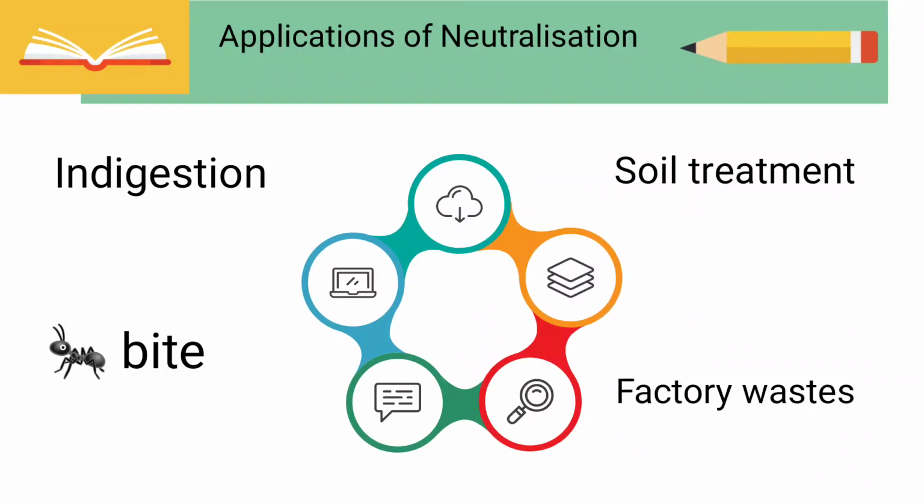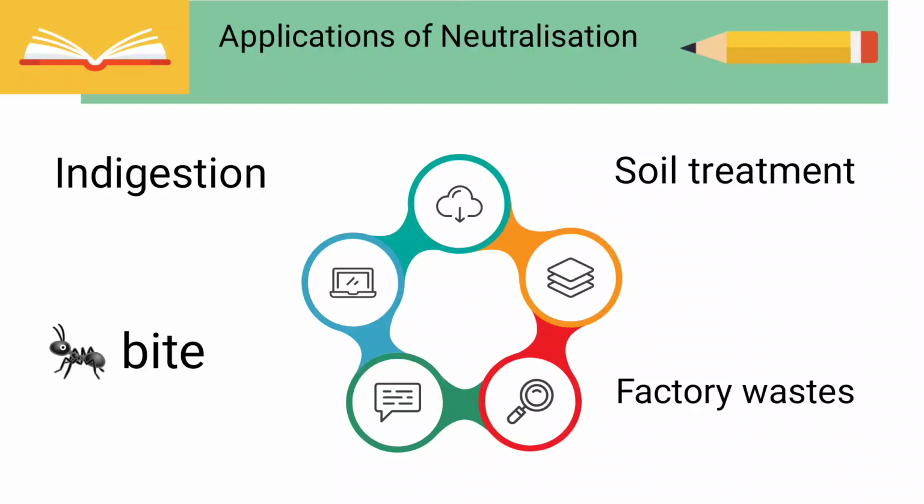So, indigestion. Our stomach contains hydrochloric acid. It helps us to digest the food. But too much acid in the stomach causes indigestion. Sometimes it is also painful. To relieve indigestion, we take an antacid such as milk of magnesia, which contains magnesium hydroxide. It neutralizes the effect of excessive acid. You can see in markets it is available in pink color.